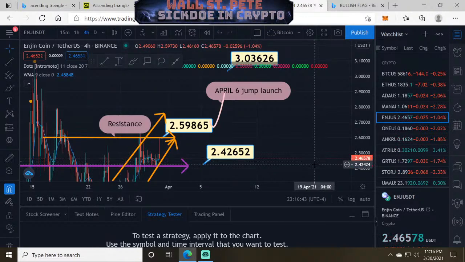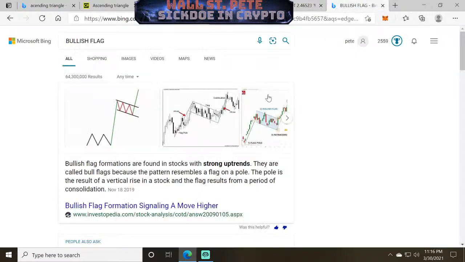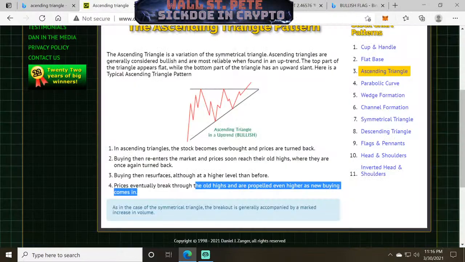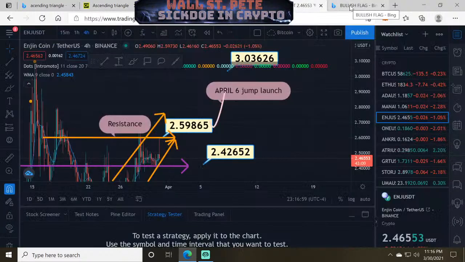I can't finesse enough. So Anchor is doing a bullish flag. We basically spoke about that. Bitcoin is doing an ascending triangle. We spoke about that. We have other ones we're going to learn about, other ones we're going to go through. We have a lot of things we're going to go through. I want to teach my followers things that are new.